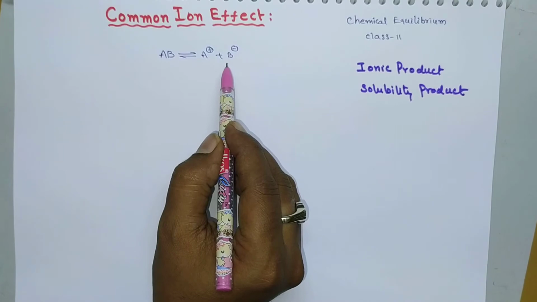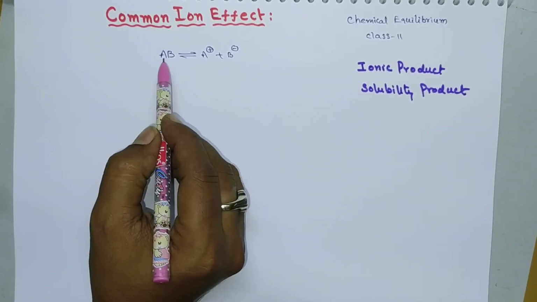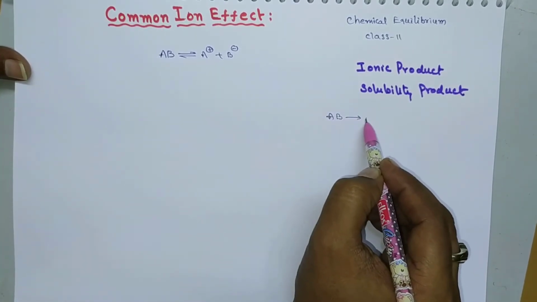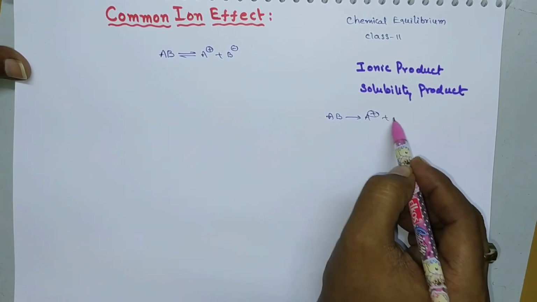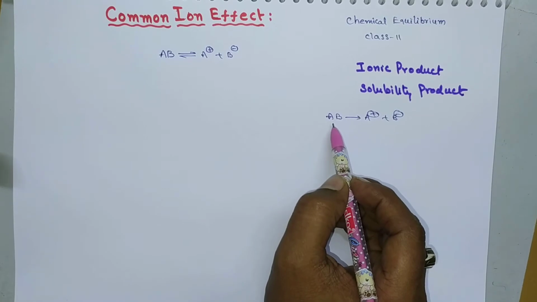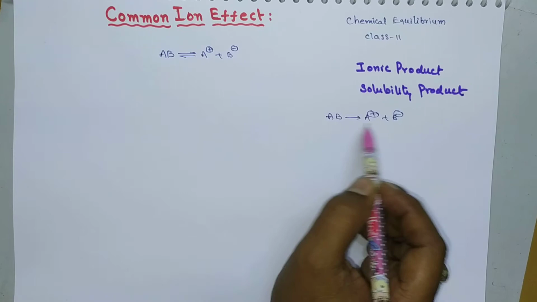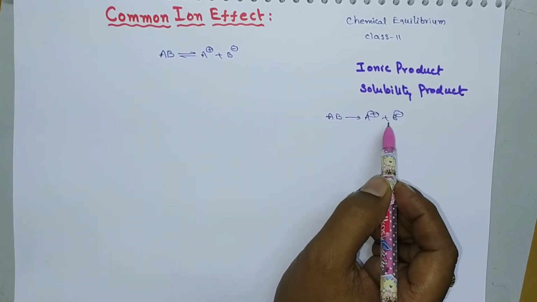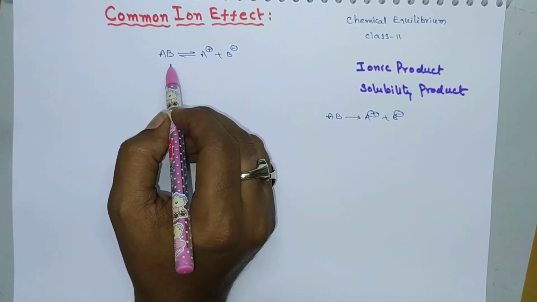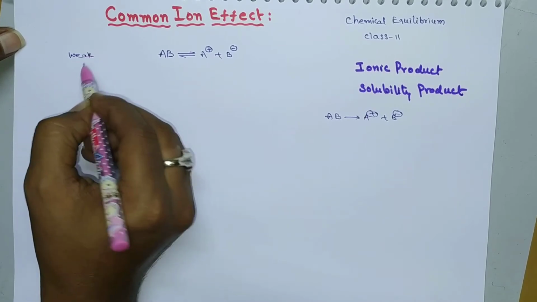So this happens only when the substance is a weak electrolyte. Suppose if the substance is a strong electrolyte, the substance completely dissociates to form A plus and B minus. If the substance is a strong electrolyte, whether it is acid or base, it will dissociate completely into ions. So here there is no equilibrium. But in a weak electrolyte, there exists equilibrium between dissociated ions and undissociated molecules.